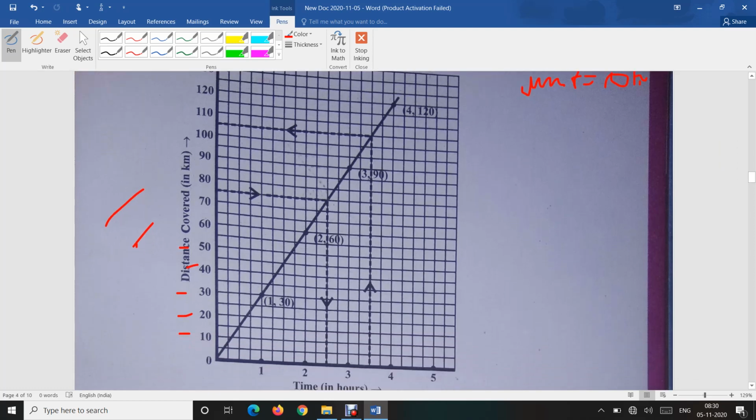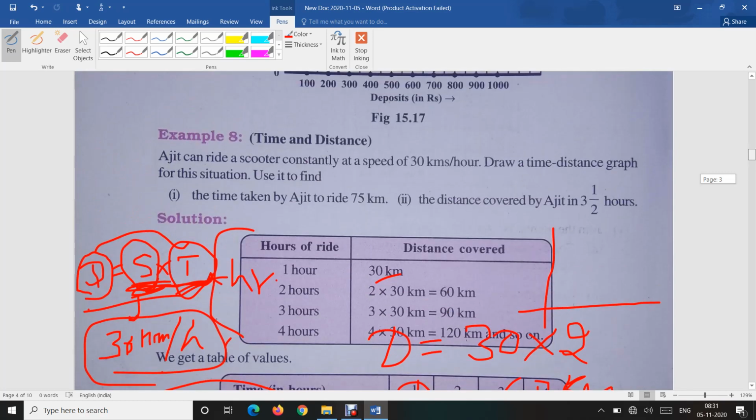Now for 1 hour distance is 30 kilometers. So this will be the point where the x coordinate is 1 and the y coordinate is 30. 1 hour, 30 kilometers. The next is 2 hours, 60 kilometers. So where is 2 hours? Here you can see when time is 2 hours, then distance is 60 kilometers.